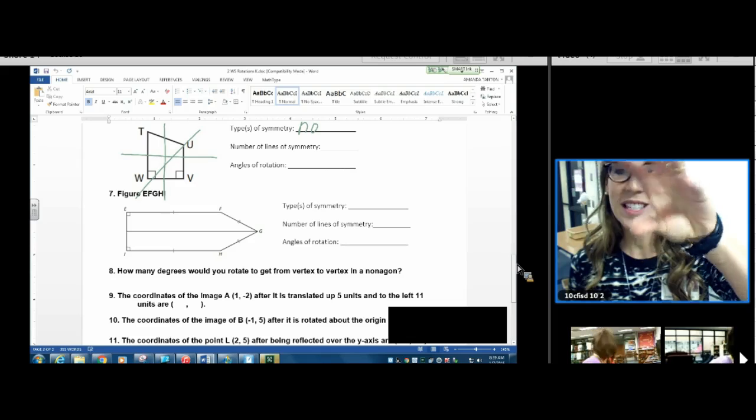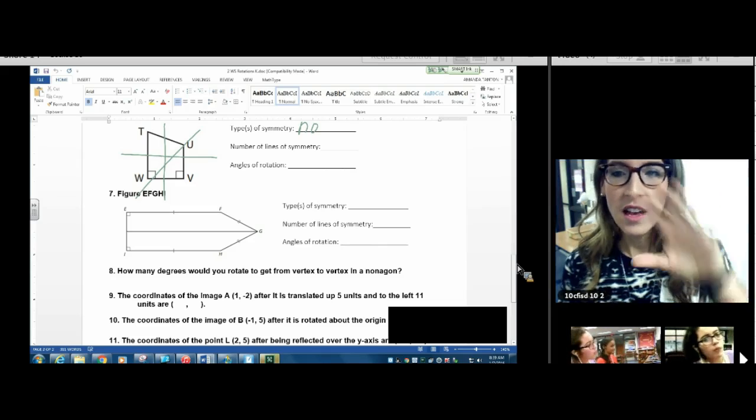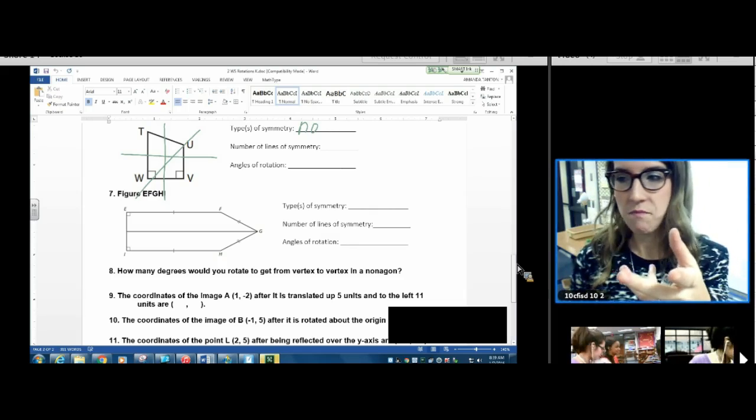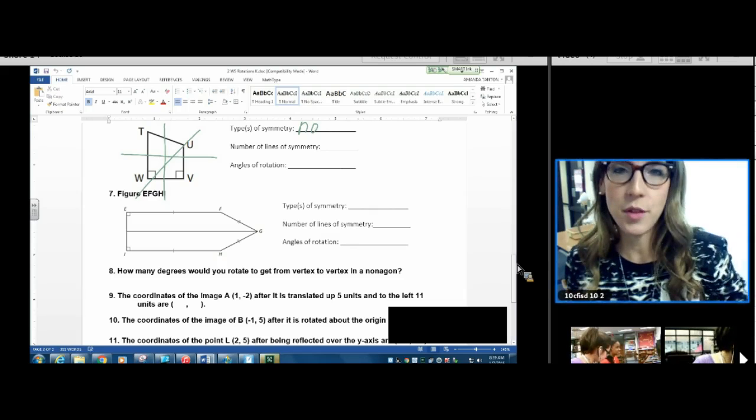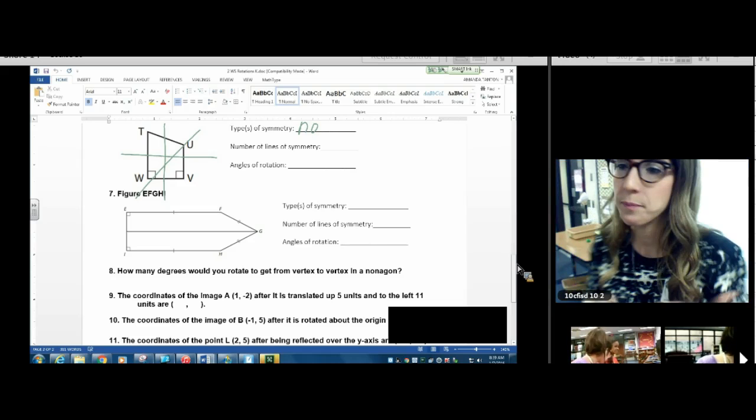Also, picture rotating it. If T went to W's spot, would the figure look the same? It would look different. If T went to V's spot, would it look the same? No. You cannot turn this except for 360, and it wouldn't map to itself. Okay? All right. Next one.